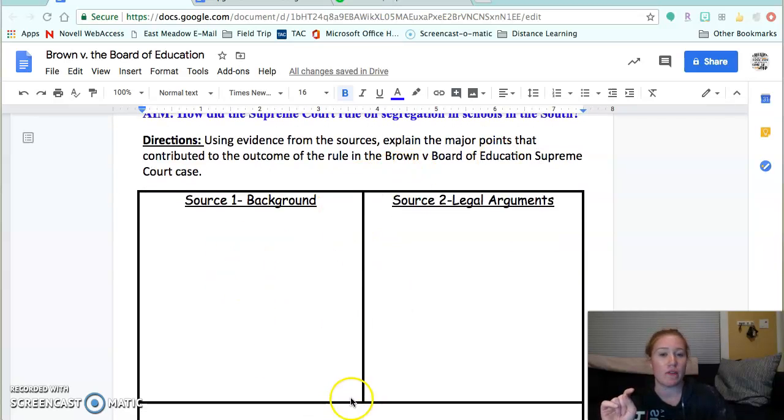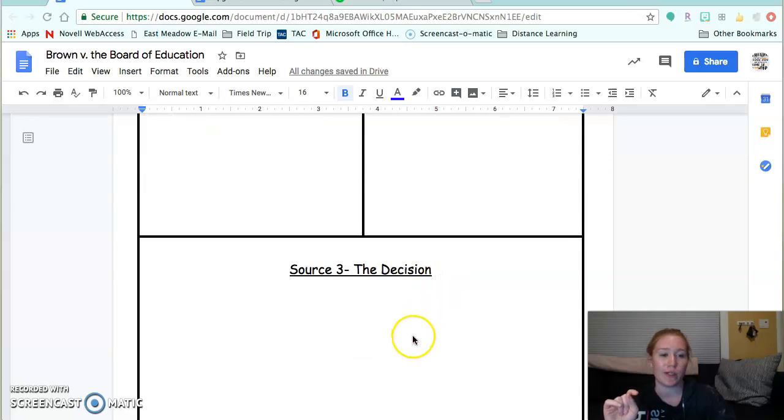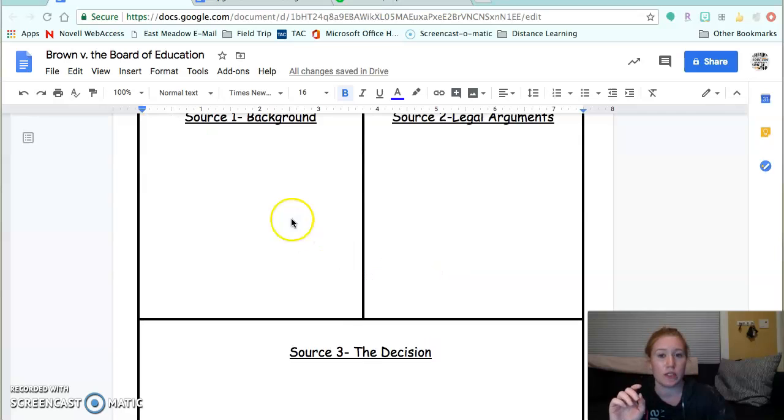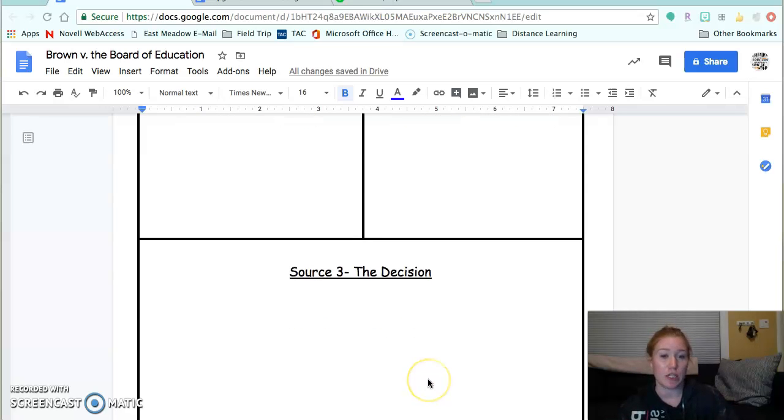And then you have this graphic organizer here, right? Each block of the graphic organizer goes along with one of the three sources. So you have the background, you have the legal arguments, and you have the decision. Please make sure that you are using specific pieces of information. Brown versus the Board of Education, guys, is an extremely important court case, and you are going to need to know it, not just for this year, but moving forward. It really breaks the barrier in terms of school segregation, and it sets the stage for other groundbreaking decisions, right? There is no exit card for this one.